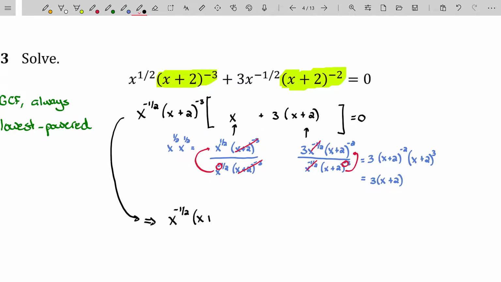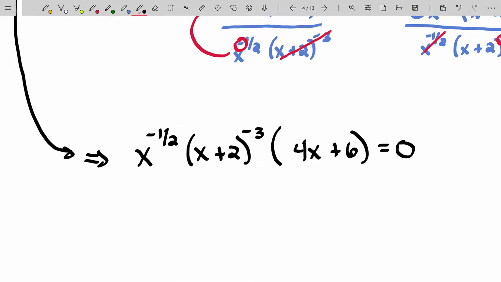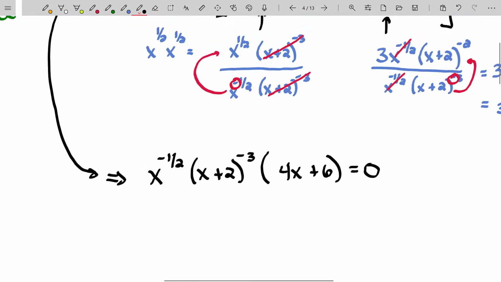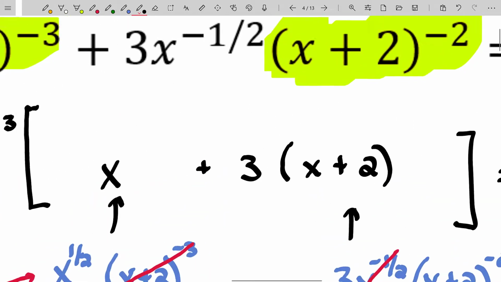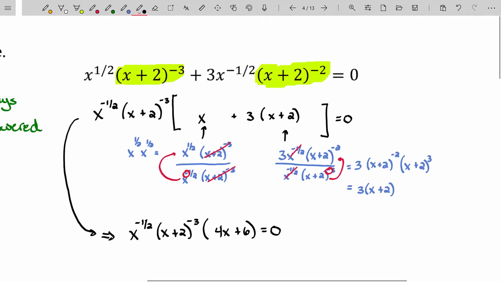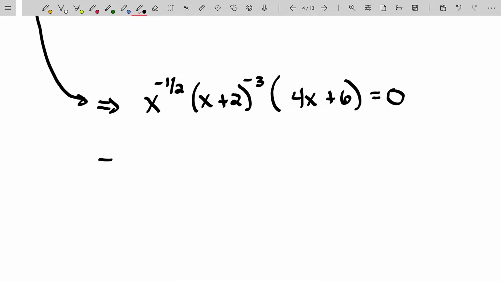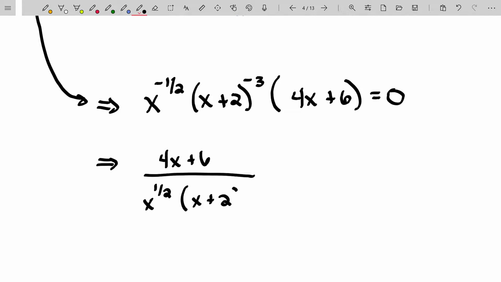This implies that the original equation could have been rewritten as x^(-1/2) times (x + 2)^(-3) times (4x + 6). That's just me distributing and collecting like terms here. Now, you know about negative exponents. There's not much for me to explain here other than to say that this could have been written as (4x + 6) over x^(1/2) times the quantity (x + 2)^3, and that would all equal 0. Something very special about equations involving fractions is that the only way for a fraction to become 0 is if the fraction's numerator is 0.